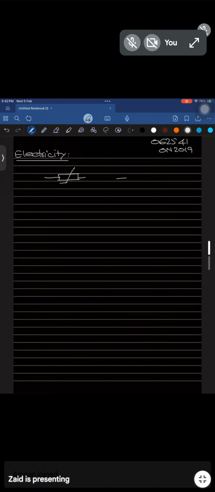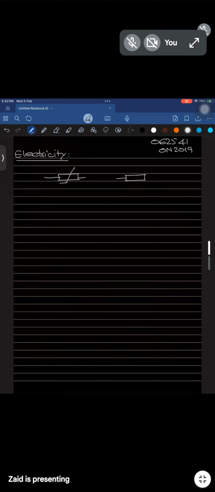So these are the two components. One is called thermistor, and the other one is called LDR. Thermistor is temperature dependent, and LDR is basically light dependent. If temperature increases, the resistance decreases. What's the use of both? I'll tell you.